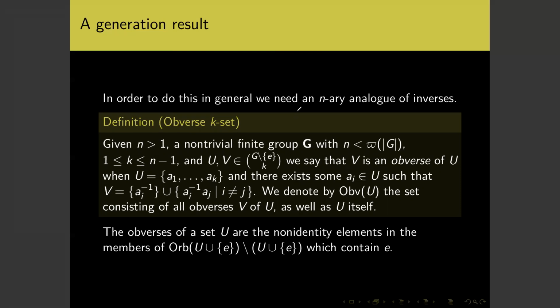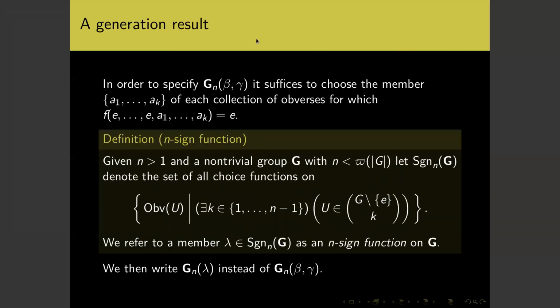And the important thing is that one can find that choosing from among the obverse k-sets for a given k-set, which one is the one dominated by the identity element, actually specifies the entire RPS magma that I was calling G_n beta gamma. So there's this one set of choices, which are slightly involved to define, that do the job more succinctly. Okay, and so that set of choices is what I'm calling an n-sign function.